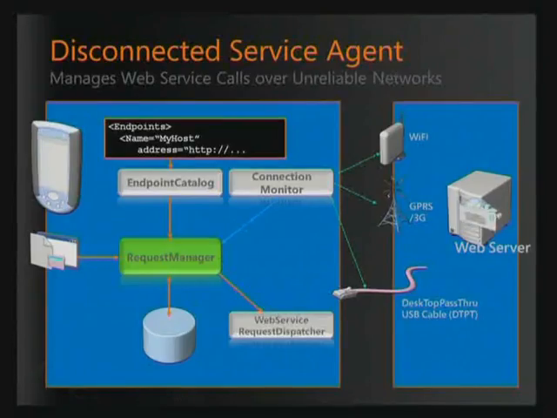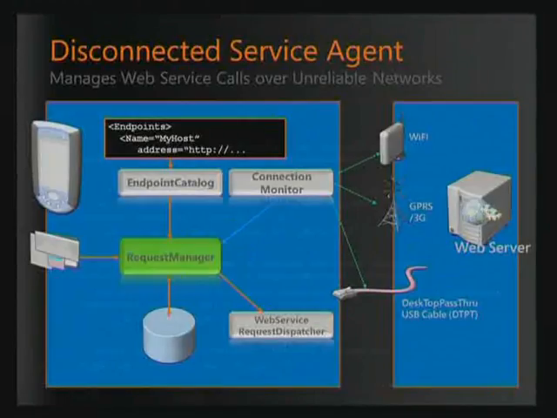So the web service request dispatcher then does the usual call over the network to your web server, and of course that's processed there. The response comes back, the usual request-response stuff, back to the request manager, and you get a call back into your application. So that's how it works. It's a queuing mechanism, a store and forward mechanism using a local SQL Server Compact Edition database.